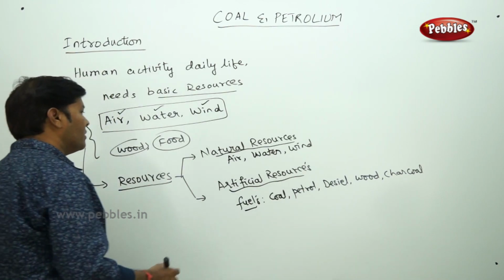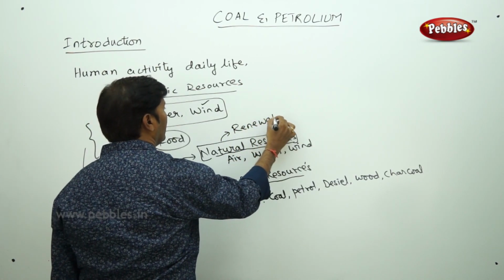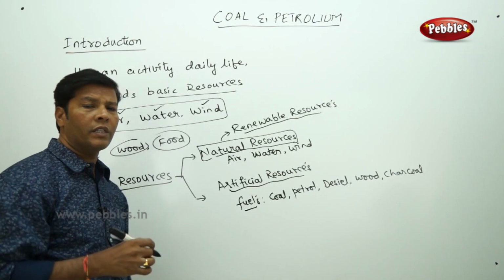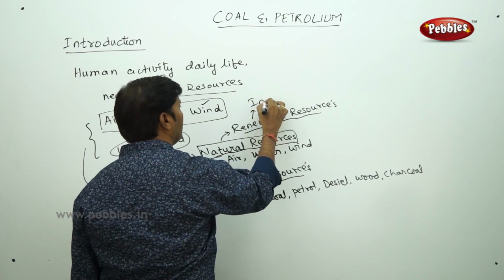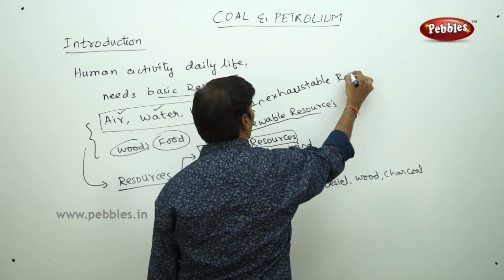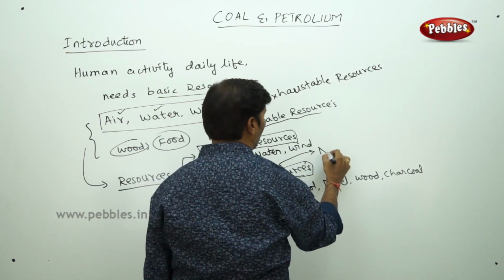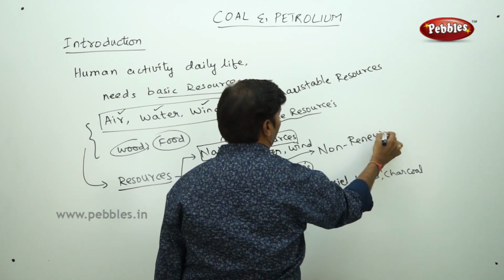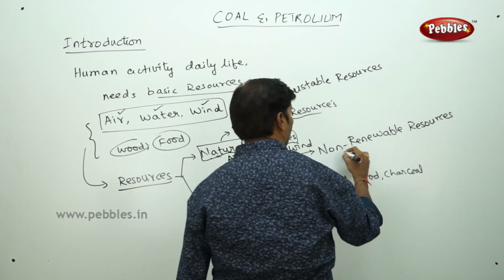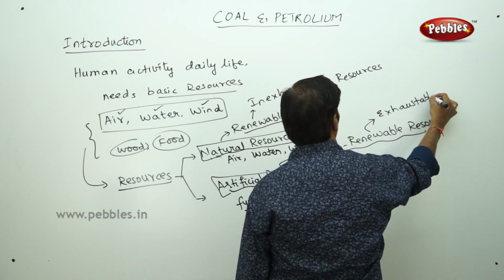So what we have to understand here is, when you say natural resources, these are renewable resources. These are renewable resources, that means inexhaustible. We can also say that they are inexhaustible resources. If you go for artificial resources, these are non-renewable resources, and these non-renewable resources can also be called exhaustible resources.